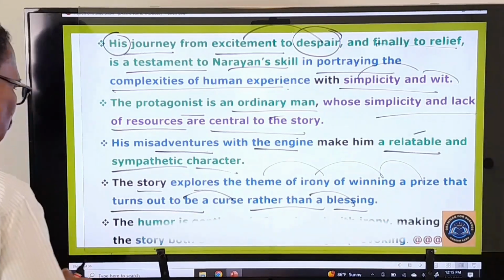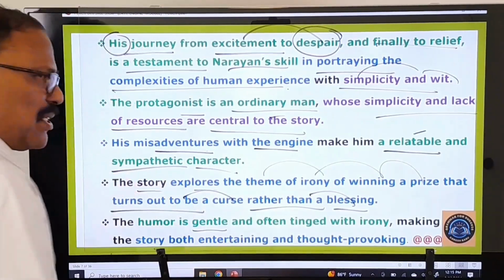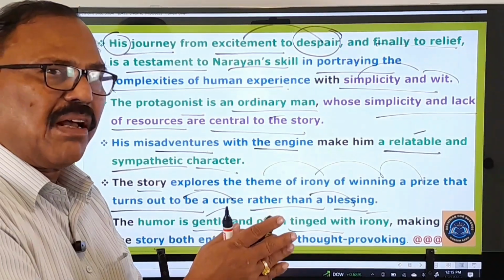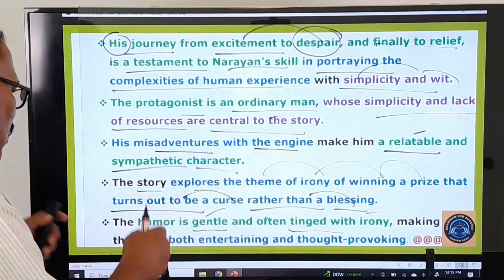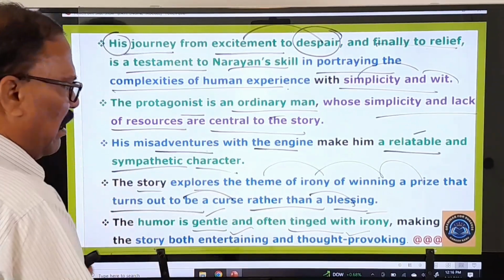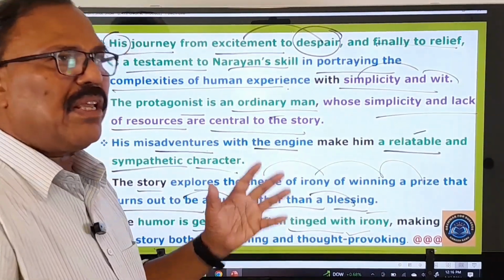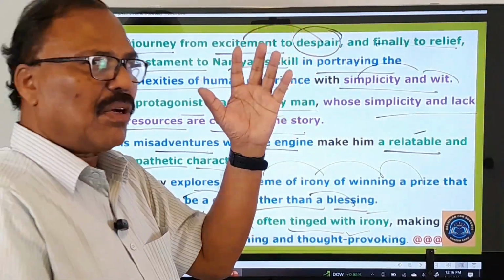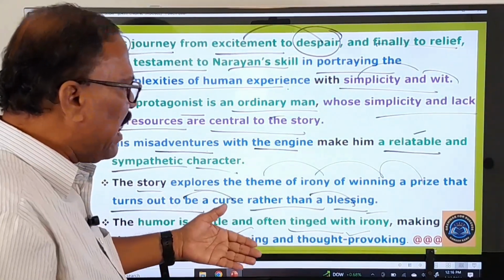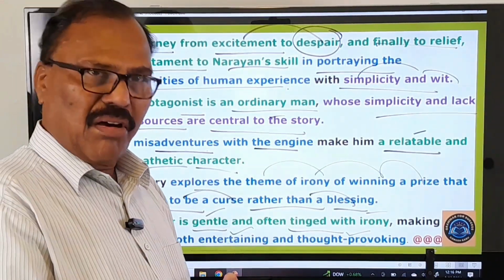Right, you go to the next point. The humor is gentle, and in this story you can find the humor very gentle. This humor is mixed with the irony, and that's why it makes the story both entertaining and thought-provoking. So in this way, this story is blended with humor and irony, and therefore it becomes very entertaining and thought-provoking to all its readers.